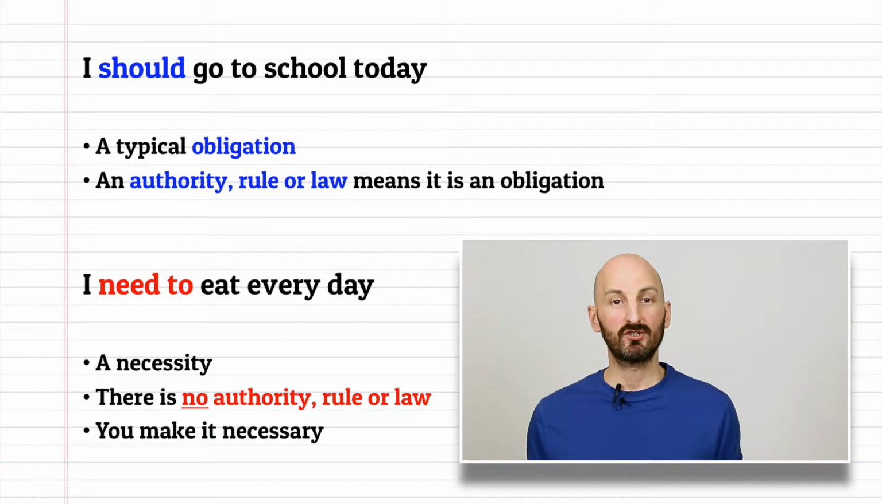Obligation comes from an authority, so usually it's because of an arrangement, a rule, or a law. Necessity happens without any arrangements, rules, or laws. Look at this. I should go to school today. I need to eat every day.